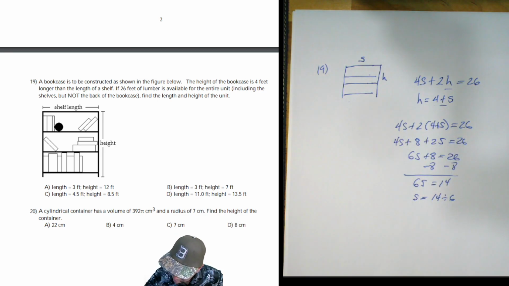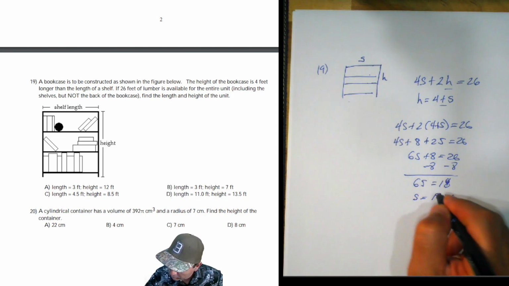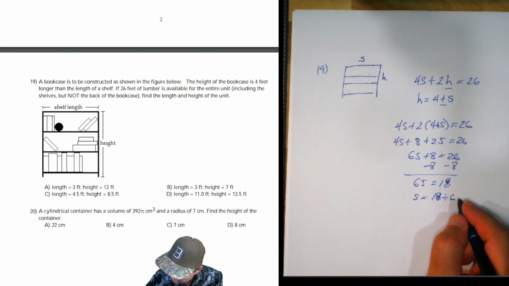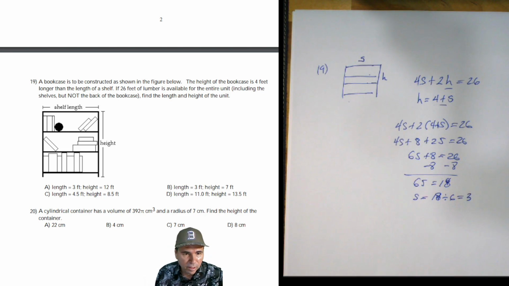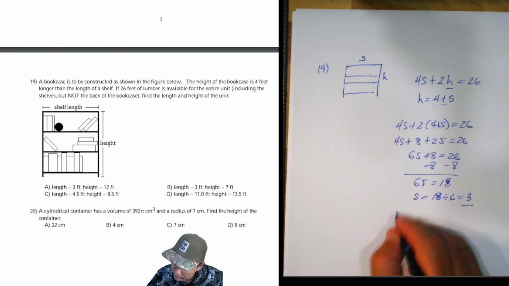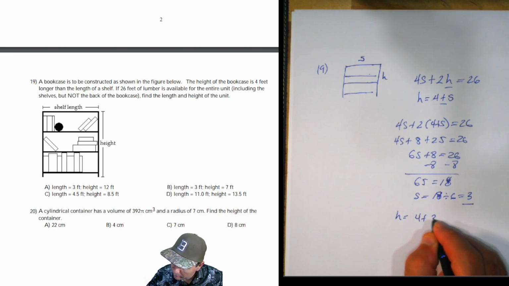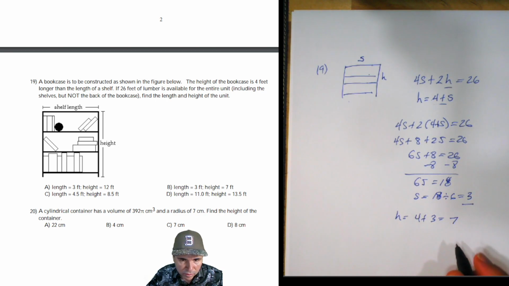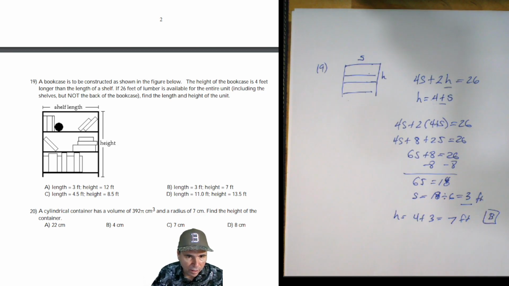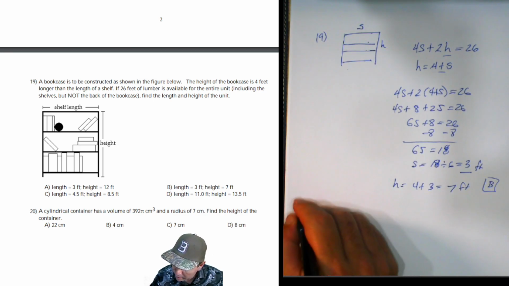26. Oh my God, this is 18. Excuse me. I'm very tired. 18 divided by 6 is actually 3. Okay, there we go. All right, so we're basically done now because once we know this is 3, we're going to know that h is going to be 4 plus 3. That's going to be 7. So the answer is letter B. Letter B.